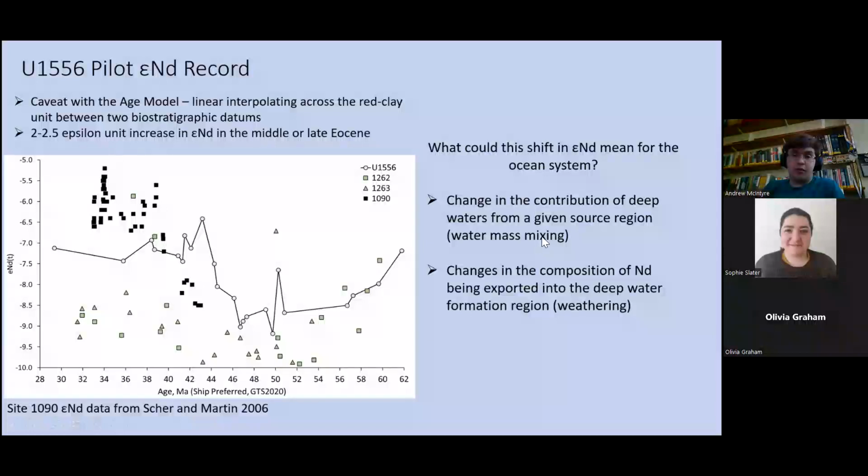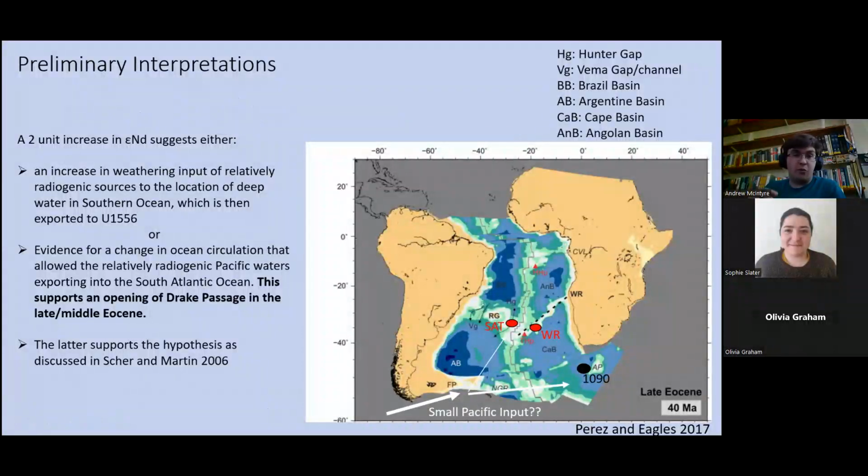Or could it be an oceanographic signal? Could it be a new water mass reaching this region? So here's my preliminary interpretation: if it is an ocean circulation signal, this increase in neodymium values potentially could provide us with some evidence that we may be starting to see a Pacific input to our sites.